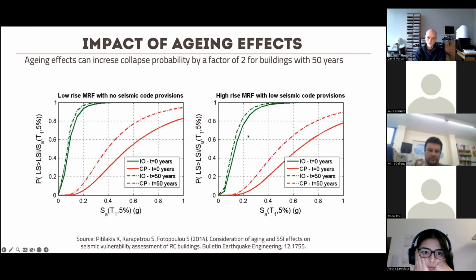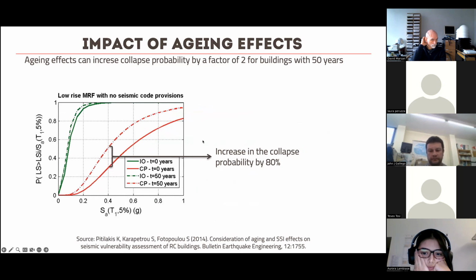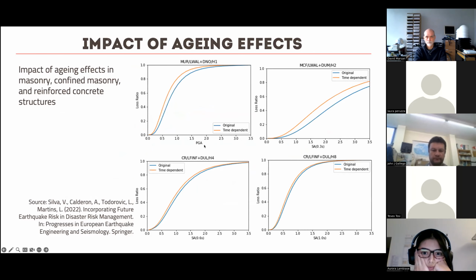There are also some issues that I just want to mention related to aging effects. If you go to Pavia downtown, you will see there are a lot of old buildings, some of them more than 500 years old. Obviously, the structural capacity of those buildings downtown in Pavia is not the same as it was 500 years ago. And this is also something that needs to be taken into account.